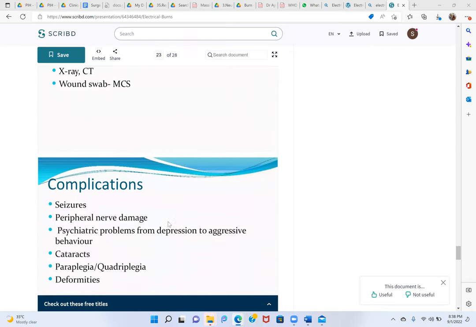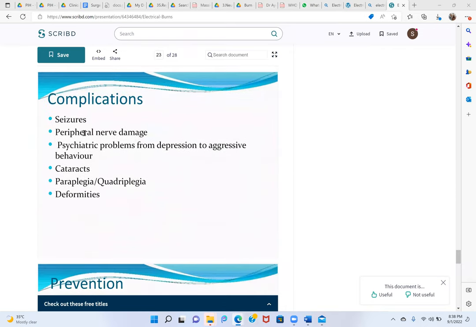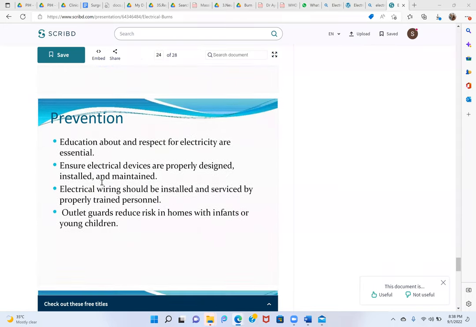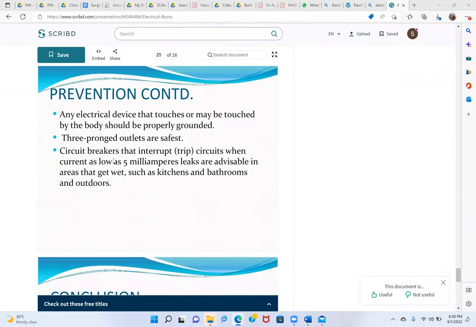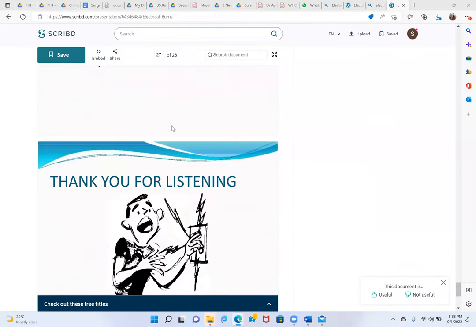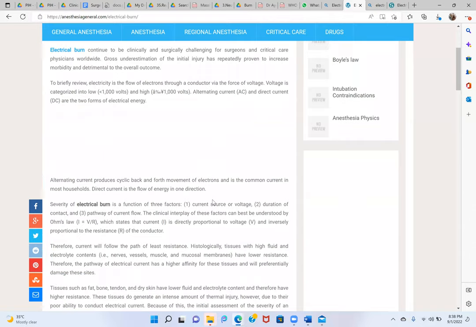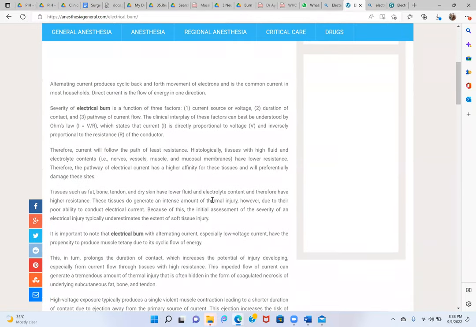Okay. So seizures, peripheral nerve damage, psychiatric problems from depression to aggressive, cataracts, I think it is also because of electrocution, paraplegia, quadriplegia, deformities. I think this is okay. So a few words about it. As I told you, it is a topic where there will be something missing in both these topics, but I'm just giving you a hint about it.